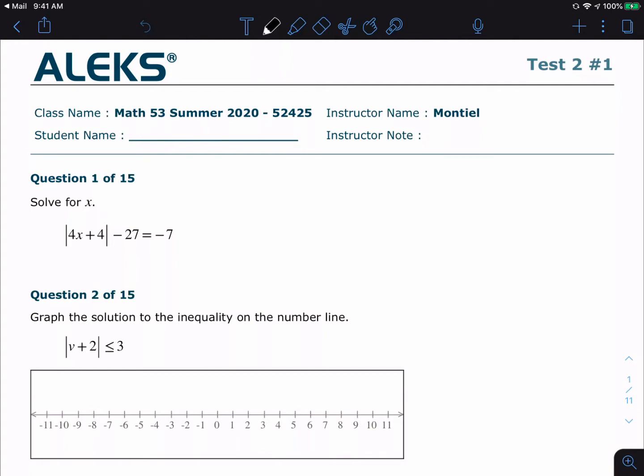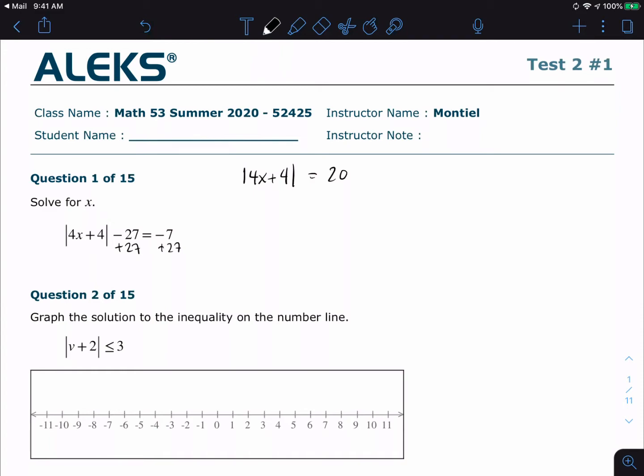Alright, so the first thing we want to do with this problem is get the absolute value by itself. So that's this piece. That means we've got to get rid of this 27. What I'm going to do is add 27 to both sides. That gives me the absolute value of 4x plus 4 is equal to 20.